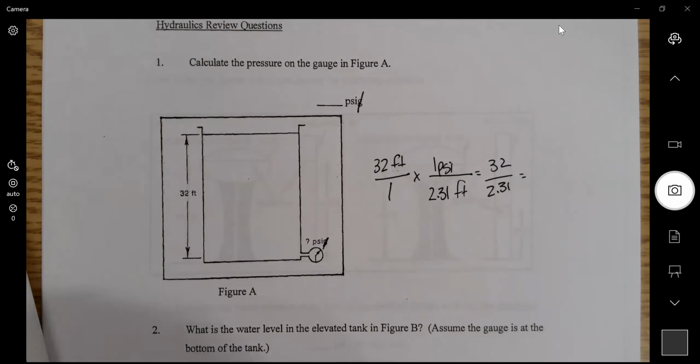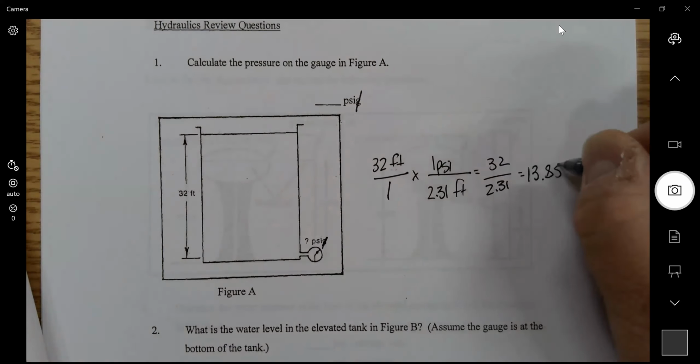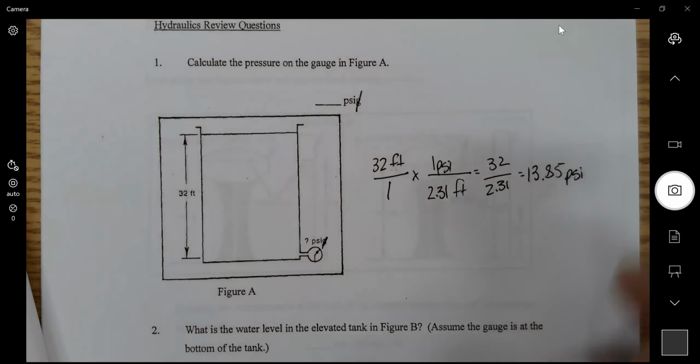So this is 32 divided by 2.31. And this is 13.85 PSI.